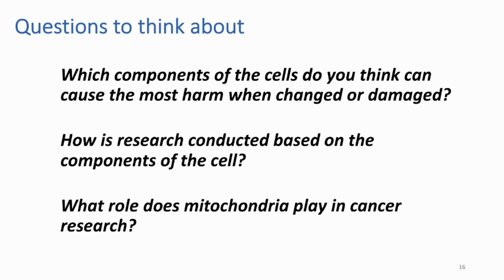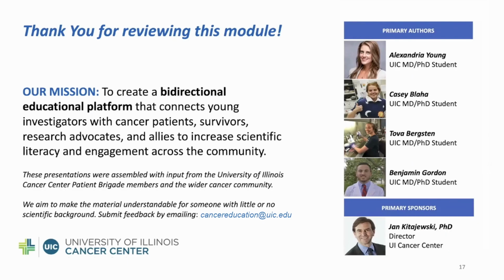Now we'd like to go through some questions that you can think of when you come across scientific literature. For instance, which components of the cell do you think can cause the most harm when changed or damaged? What would happen if the assembly line wasn't working? How is research conducted based on the components of the cell? Or what role does mitochondria play in cancer research?